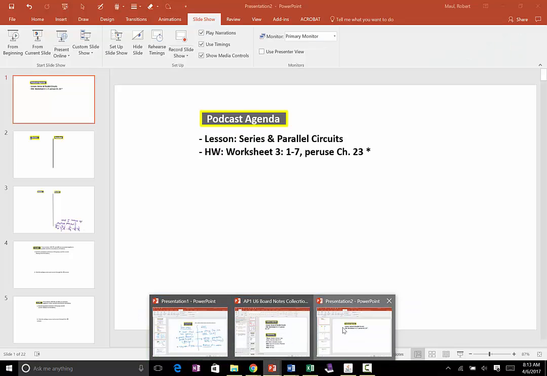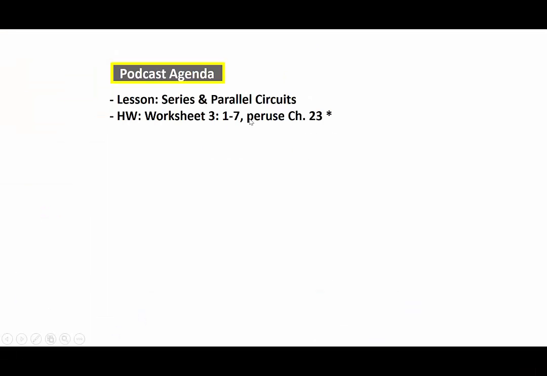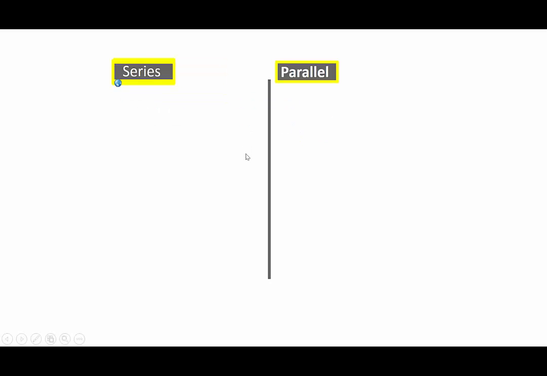Okay, so we're going to do a little lesson on series and parallel circuits. What's going to correspond with this lesson is worksheet 3, 1 to 7, and we're in chapter 23 right now in our textbook. Okay, so let's talk about the series. We're going to define and talk about some of the things that we noticed in the simulation. Something that's very characteristic of our series circuit is there's only one path for charge to flow.